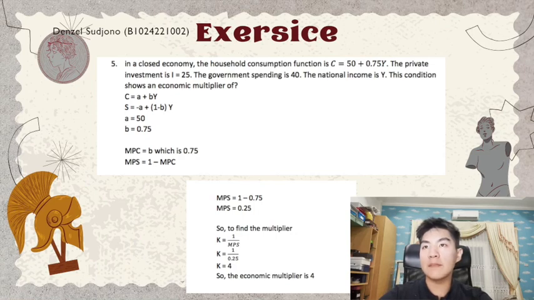So we can find the MPC, which equals B. So it is 0.75. While the MPS equals 1 minus MPC. So the MPS equals 1 minus 0.75. So the MPS is 0.25. So to find the multiplier, we use the formula K equals 1 per MPS. K equals 1 per 0.25, which equals 4. So the economic multiplier is 4.